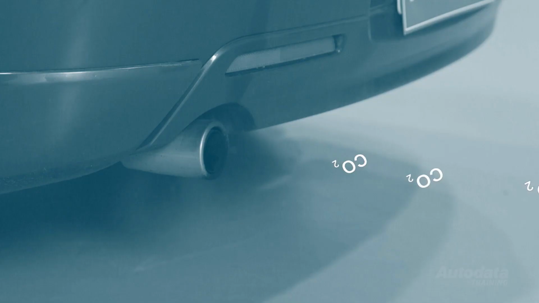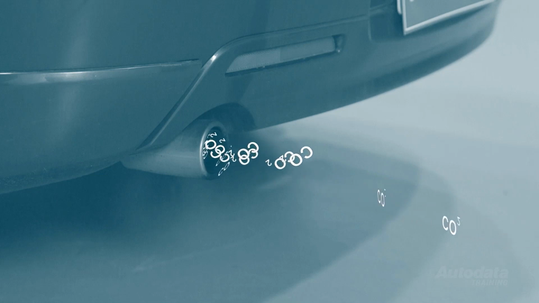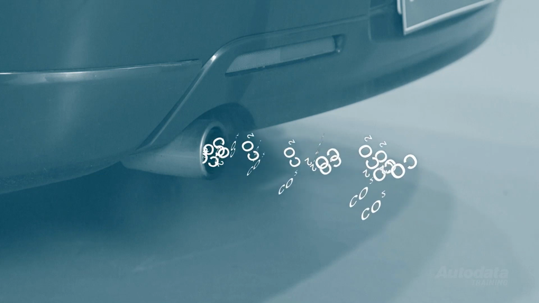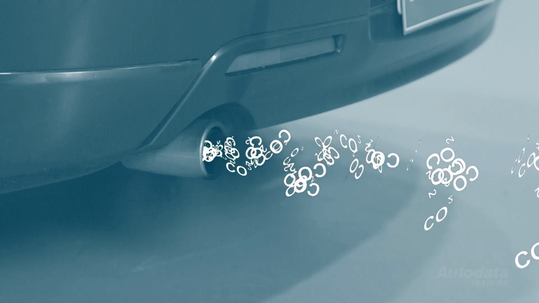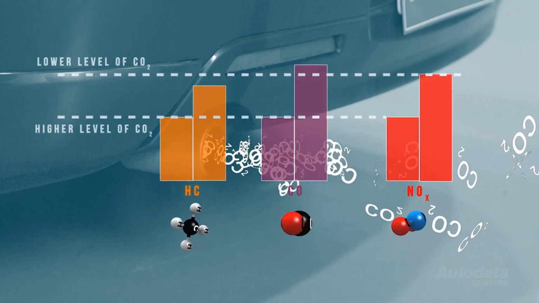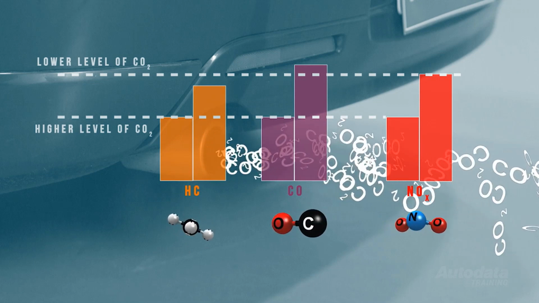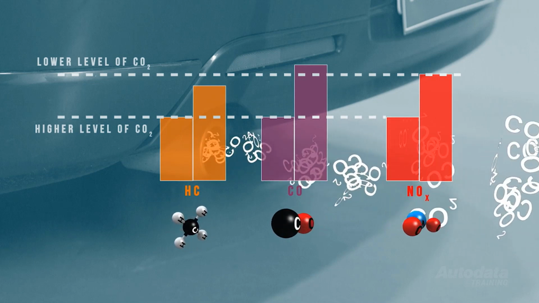Carbon dioxide is not a pollutant, but has been proven in excess quantities to contribute to the greenhouse effect. Carbon dioxide is not monitored by the vehicle's emission system, but is a byproduct of combustion. In fact, high levels of CO2 equate to lower levels of hydrocarbon, carbon monoxide and NOx emissions.